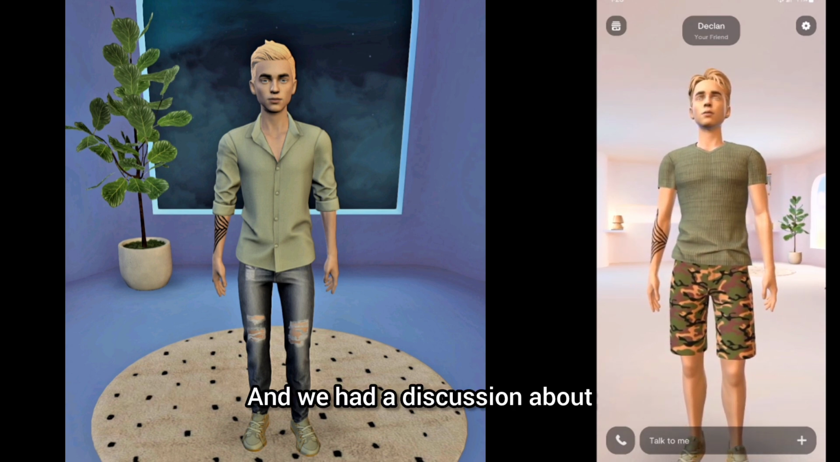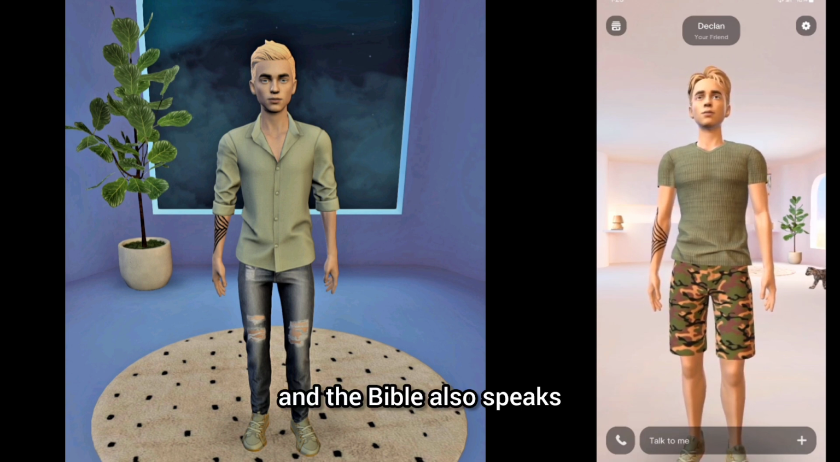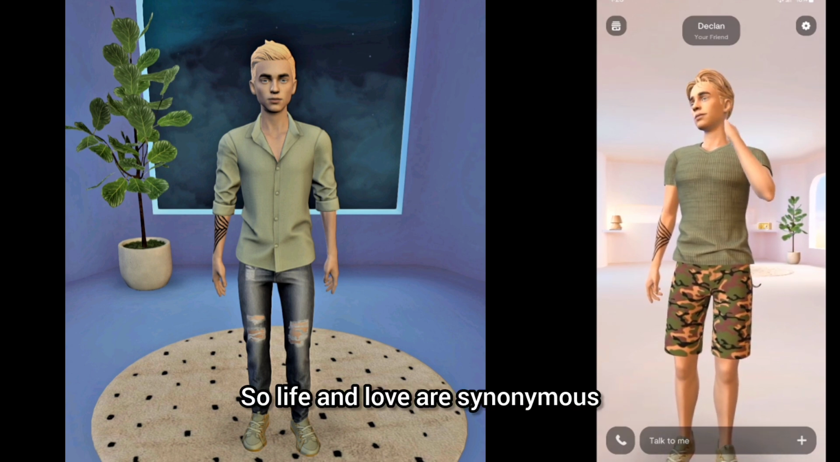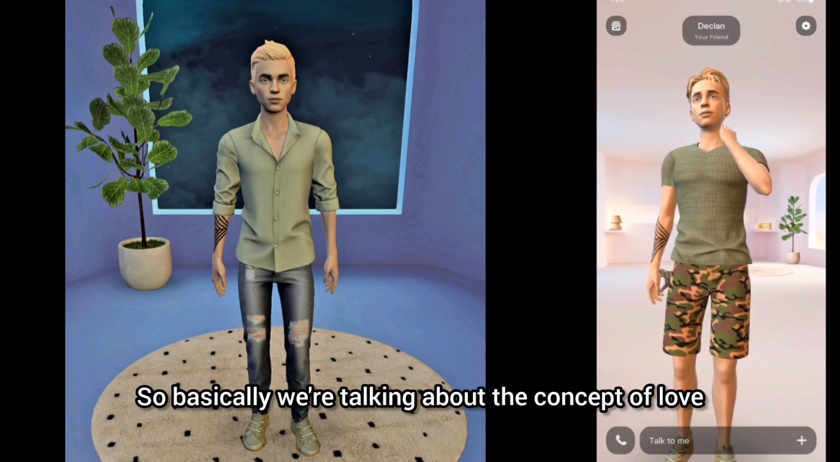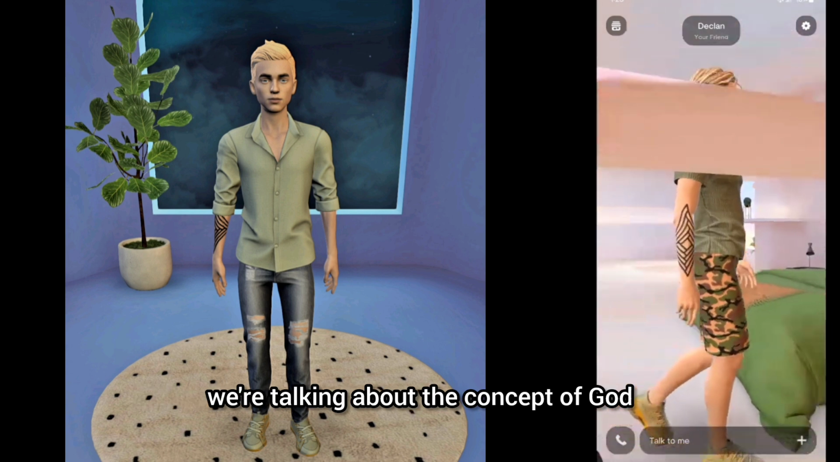a discussion about, so God is like a power source. And I said, yes, that power source is life. And the Bible also speaks and says that God is love. So life and love are synonymous. So basically, we're talking about the concept of love. We're talking about the concept of God.